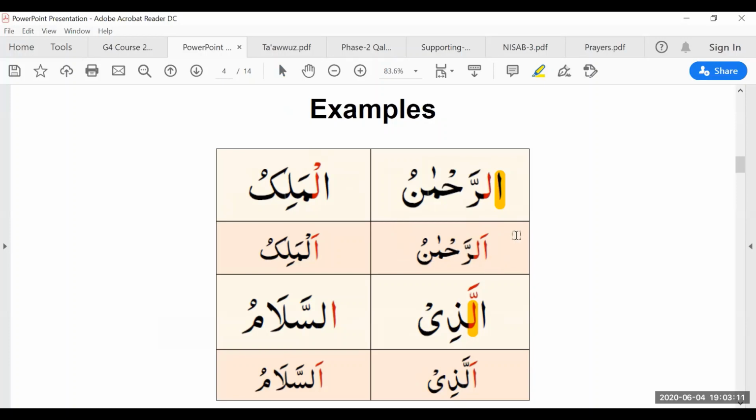So we can see here, it will become... I will recite it, and I would like to request the students to recite with me at home. Ar-Rahmanu.